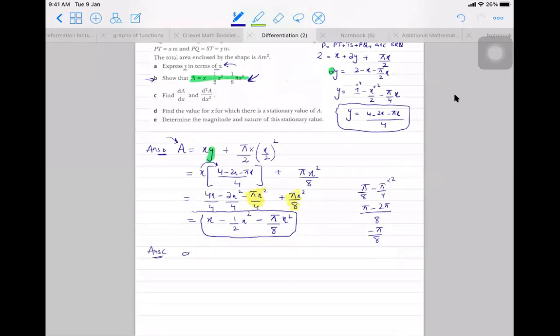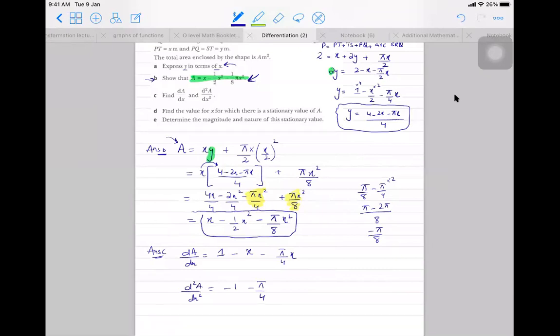dA by dx is going to be? Differentiation of x is 1. Half times 2 is going to be 1. x minus 2 pi upon 8 is simply going to be pi upon 4 x. This is the first derivative. The second derivative is going to be minus 1 minus pi by 4. Are we all on the same page? Yes. Okay, now part D says, find the value for x for which there is a stationary value.